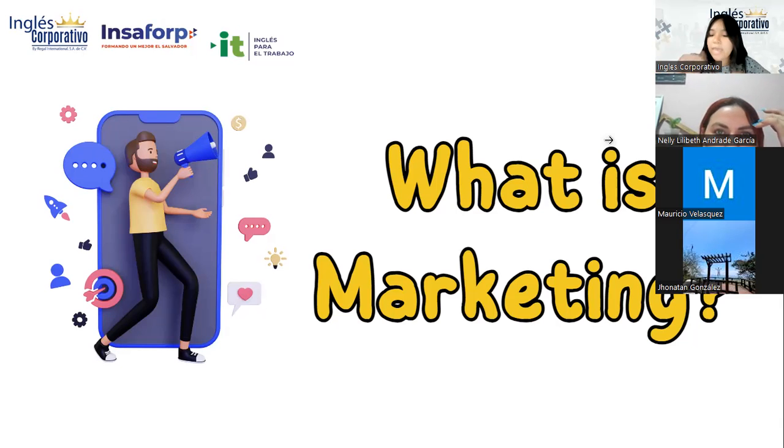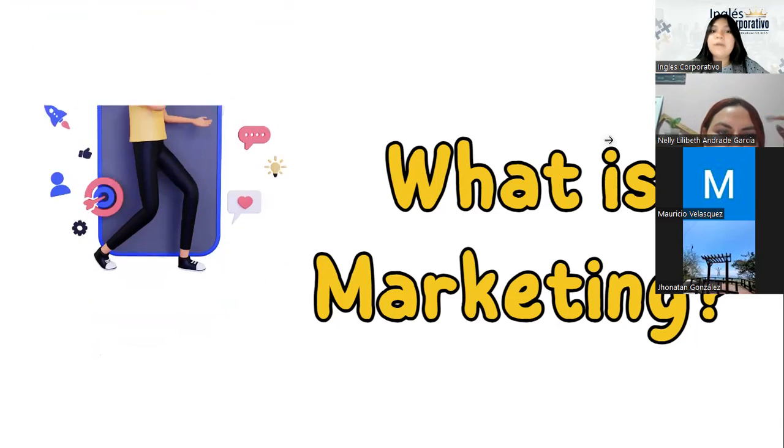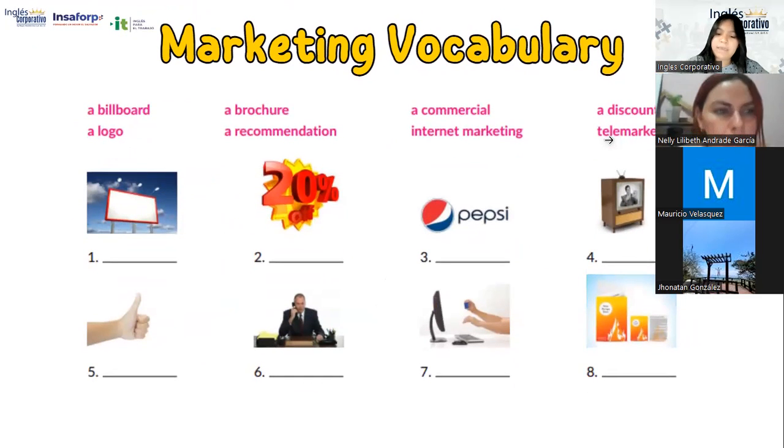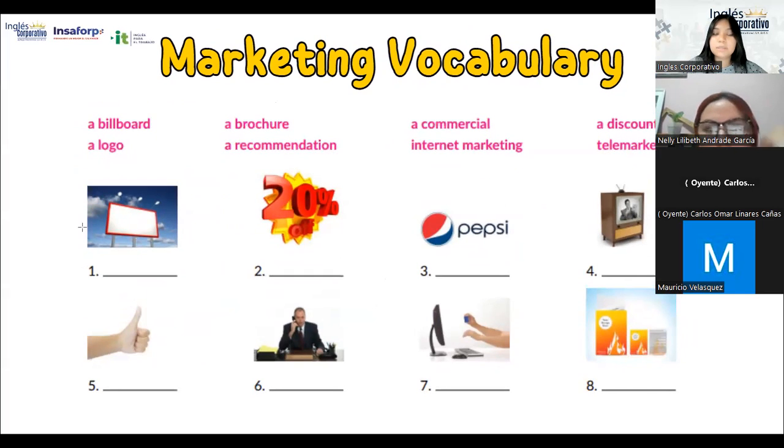So today we are going to start by talking about some new words. Maybe some of them are kind of familiar. But let's see. What is picture number one? How do we call this? What is picture number one? Billboard. It is a billboard. Yes. Very good. And what is a billboard?